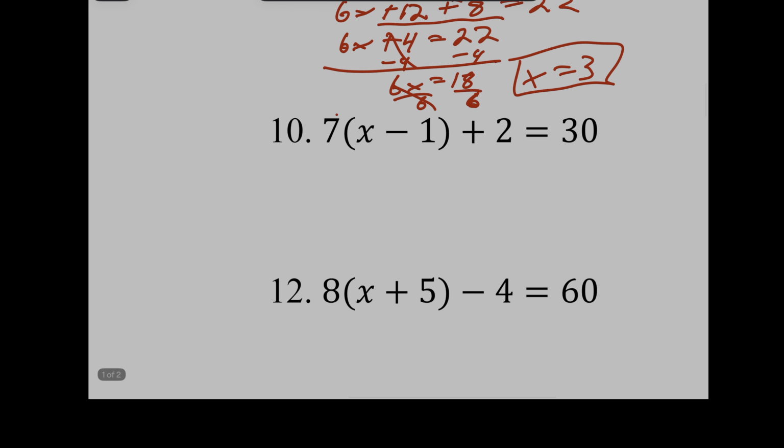All right, number 10. Let's go ahead and distribute this across. 7 times x is 7x. What is 7 times negative 1? Negative 7 is what that is. Now I'm just going to copy everything else. Plus 2 equals 30.